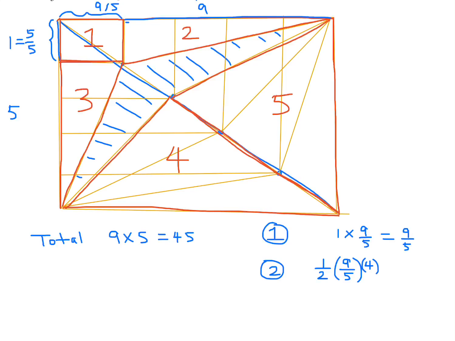Right? Because you've got 4 of these. 1, 2, 3, 4. And then the base is just right here, which is just 1. So this gives you 36 over 10.